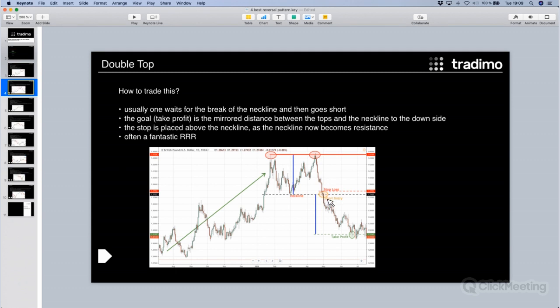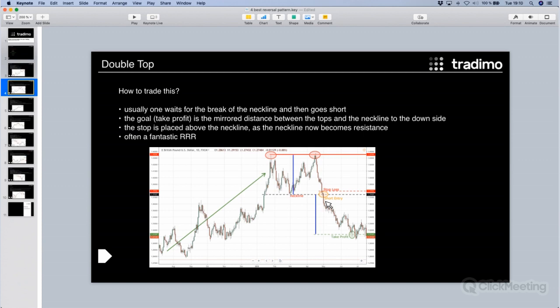The other thing is, you can enter the trade if the closing price is below the neckline. In this case, you just have to wait for the break, and you have to wait for the closing price. And if the closing price is below the neckline, then you go short in the next period. You can use this on a daily, hourly, weekly, and so on chart. So this is the entry.